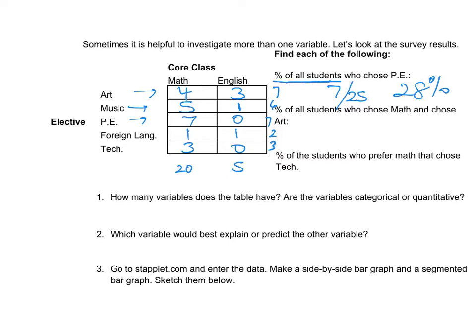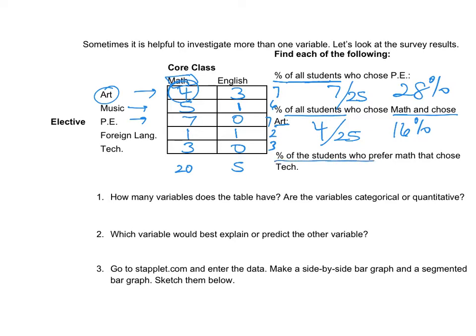Now, what percent of all students, so we're still talking about 25, what percent of all students chose math and art? Okay, math and art. That would be this number right there. The people who chose math, the people who chose art, there were 4 out of 25. 4 out of 25, if you wanted to write that as a percentage, you could. It's 16%.